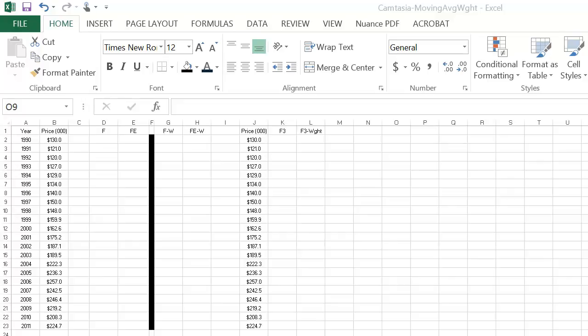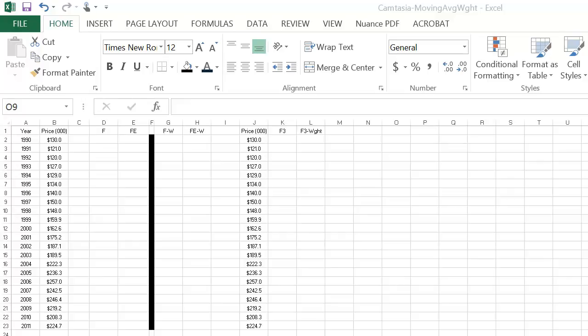In this module, we'll look at a small variation of the moving average method of forecasting. So let's start off with some time series data. In column B, you can see that we have a history of prices of some item from 1990 to 2011. And we're going to look at this method of forecasting.